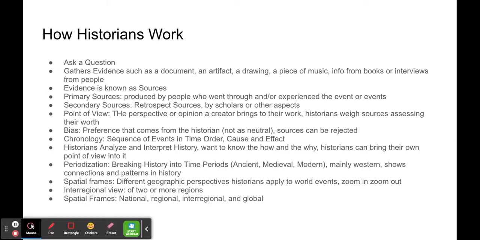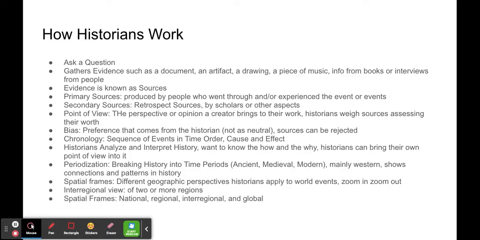There are primary sources, which are produced by people who went through the experience, who were in the experience and wrote about it, sang about it. Basically, their perspective, and that perspective is what's important. And secondary sources, which are known as sources in retrospect, meaning after the fact. They were created by scholars or other experts.